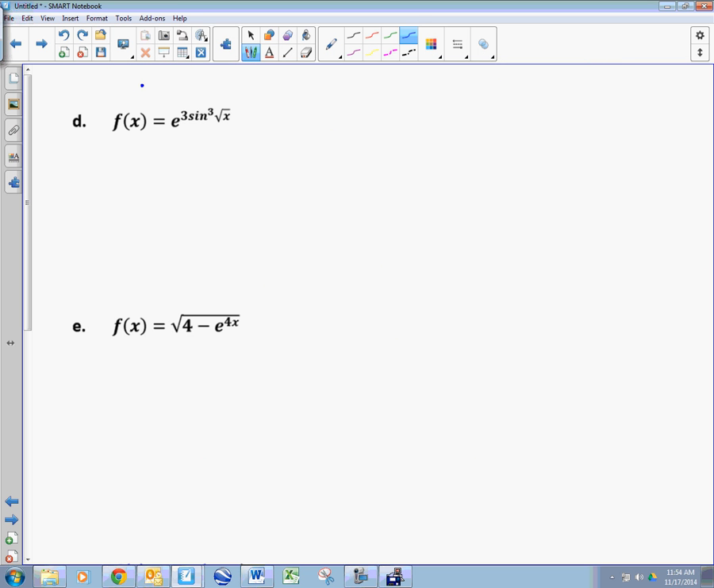Let's try a difficult one. Those were easy. What about D? Chain rule. So if you set up the chain rule here, what goes on the inside? What goes on the outside? Derivative of e to the u. Derivative of 3 sine cubed of the root of x.